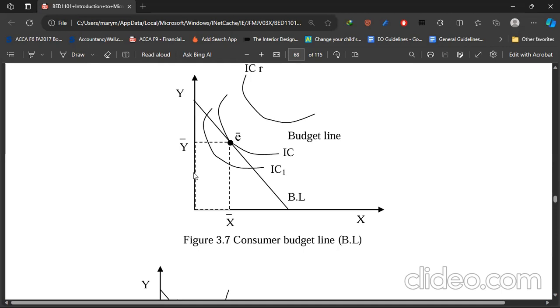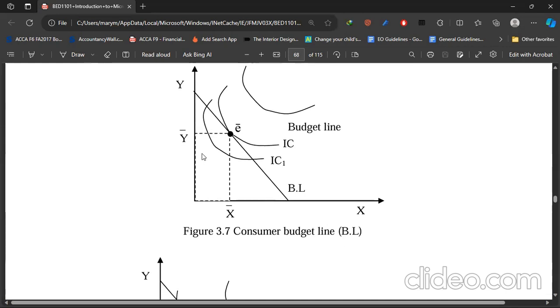Sometimes you go somewhere to eat, and you say whatever I have taken doesn't equate to the amount I have spent to buy that particular product. That is what the budget is, and you can see how easy it is to master. The budget line will be able to cut across, and the indifference curves will be able to bend on the budget lines.